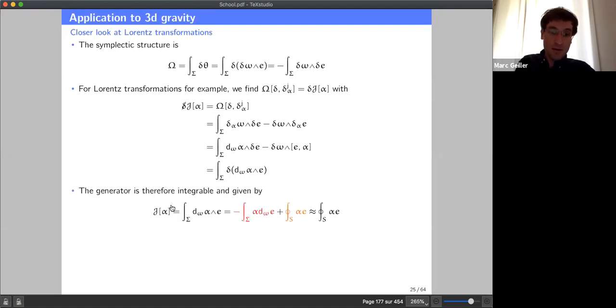Now this generator, which as we just said is integrable in this case, is given by what? Well, to see what it's given by, in this calculation we obtained a bulk integral over the slice sigma in the bulk of the space-time. But if we just integrate this by parts, so I take this covariant derivative and I integrate by parts, I produce a boundary term in orange, and we also produce a bulk term. This now is exactly the formula which we showed yesterday.